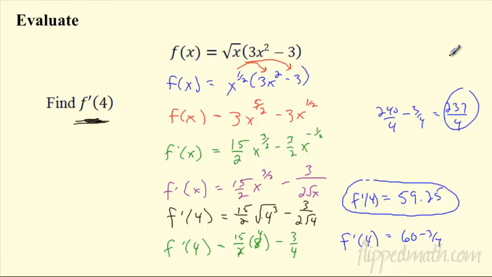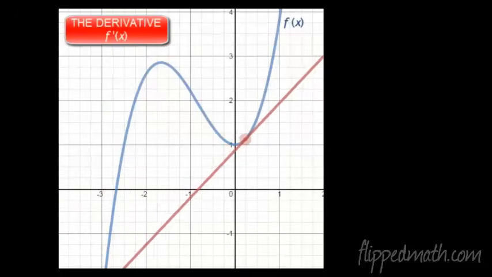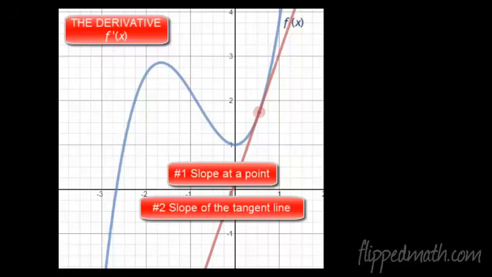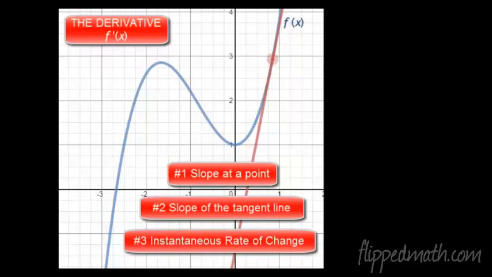Excellent. All right. So the derivative is the slope at a point. It's the slope of the tangent line and is the instantaneous rate of change. Excellent. So derivative is so important. All right, so that's the product rule. So we'll practice some of those.